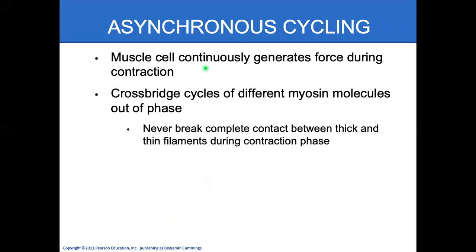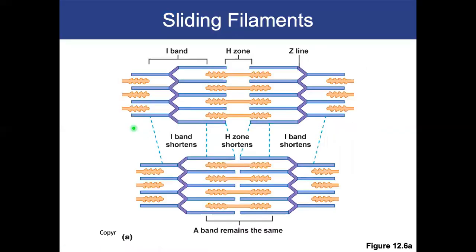Okay. So asynchronous cycling is what I was trying to talk about earlier. The muscle cell continuously generates force during contraction. How does it do that? The cross bridging, so the myosin grabbing onto the actin, is out of phase, right? You have one myosin grabbing onto the actin, then another myosin grabbing as the first one's letting go. And so you never break complete contact between the thick and thin filaments.